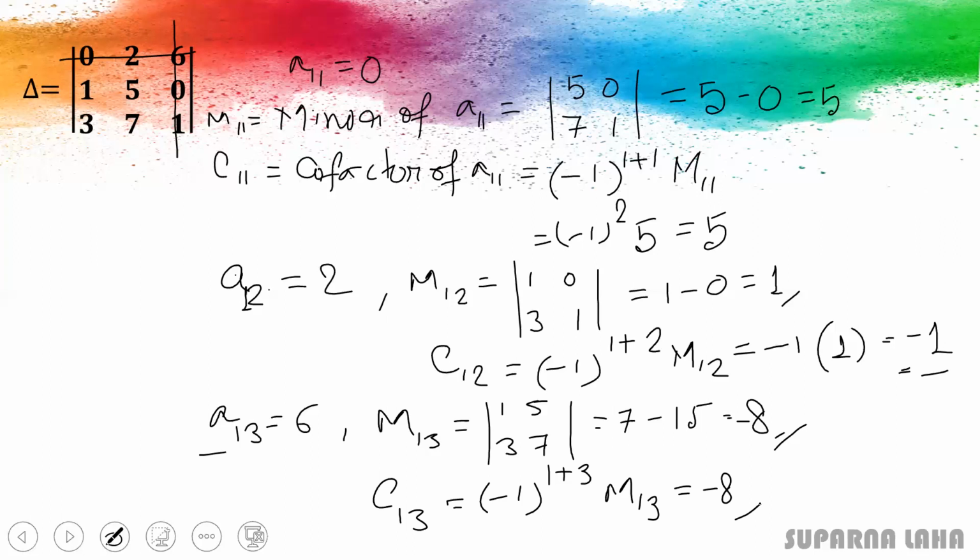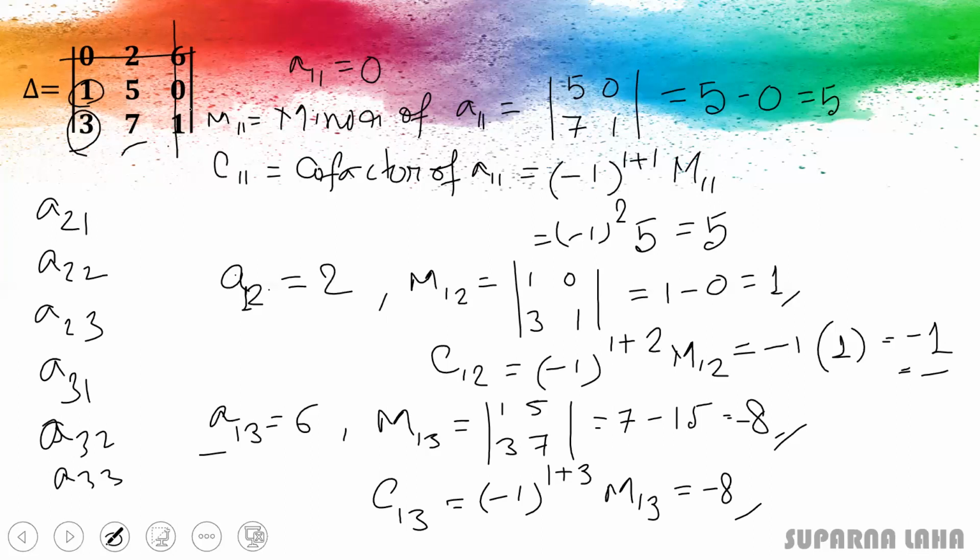You can find them for a21, for a22, a23, a31, that is 3, a32, that is 7, and a33, that is this one. So you can find all the minors and all the cofactors for each and every element.